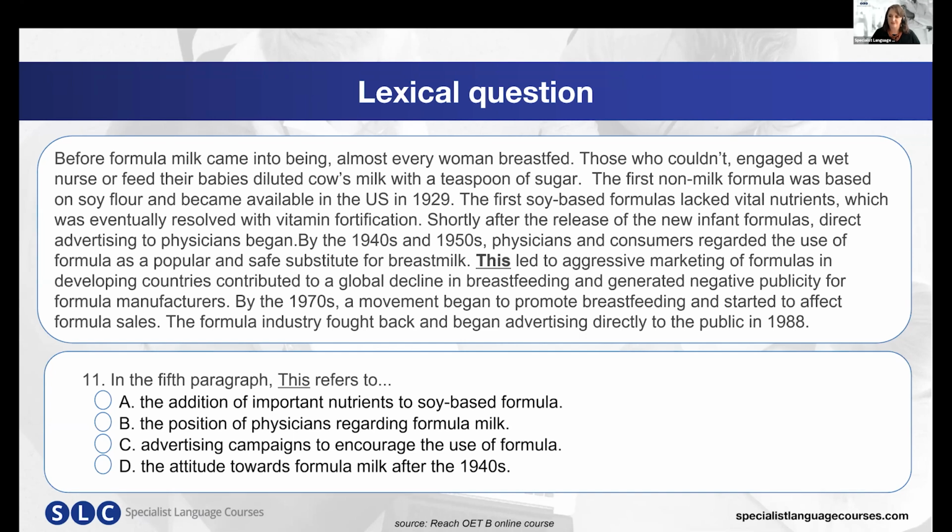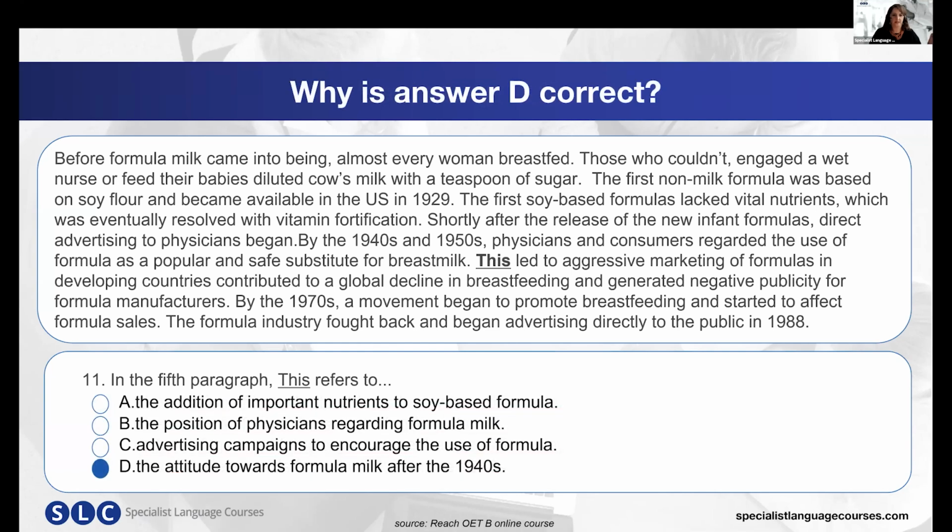Okay, great. So our answers so far are fairly unanimous. So you have mostly put D for this one. So let's check to see if you are right. Yes, so D, the attitude towards formula milk after the 1940s.